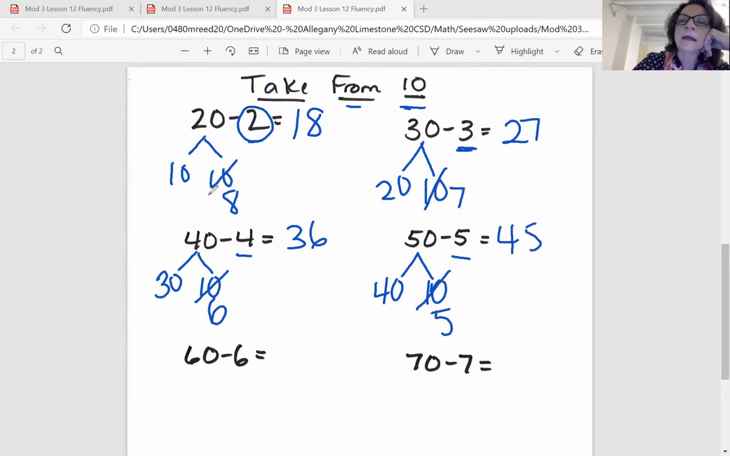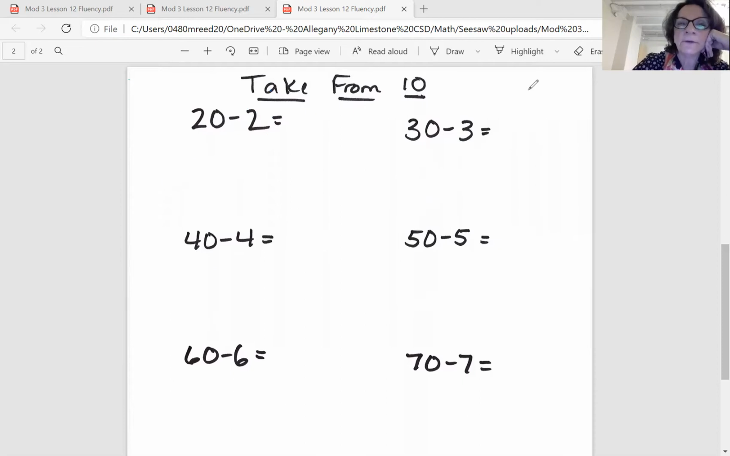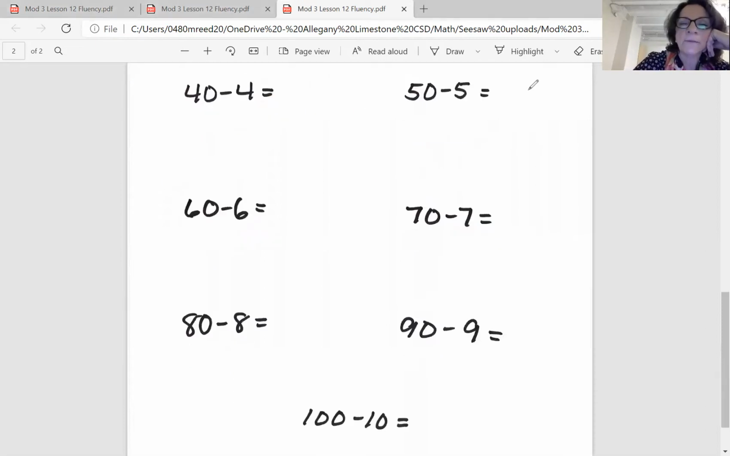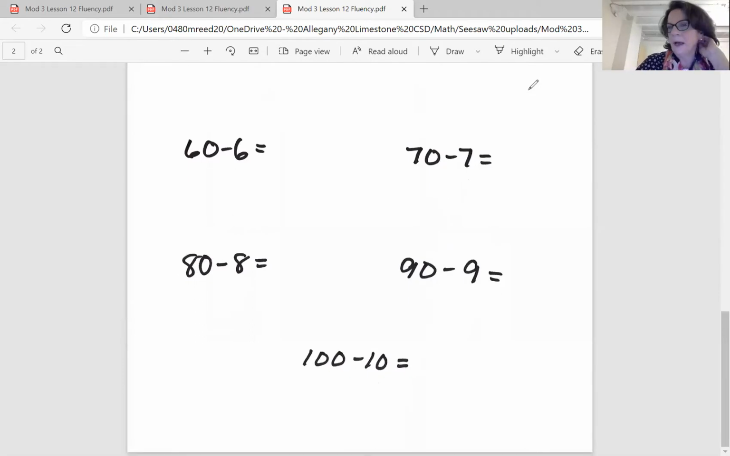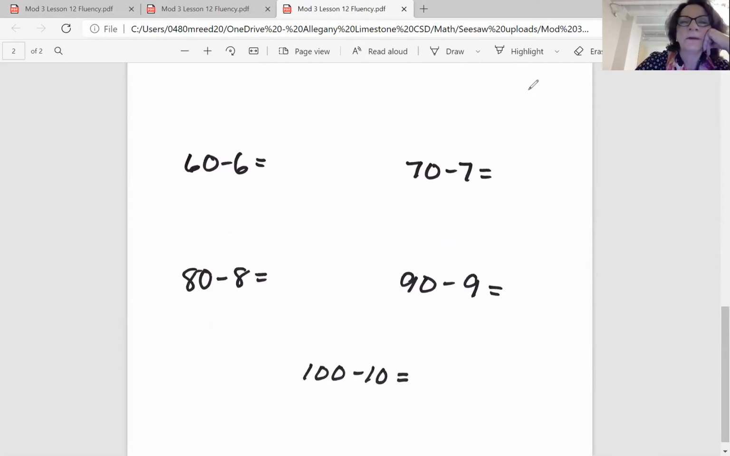Okay, I'm going to clear that and let's go down to the bottom. I'm going to let you do 60 minus 6, 70 minus 7, 80 minus 8, and 90 minus 9 on your own. But I want to come down to this bottom one, 100 minus 10. Okay. Now I can decompose 100 into 2 numbers. Remember, I want to make a 10, so I can decompose it into 90 and 10. That's right.